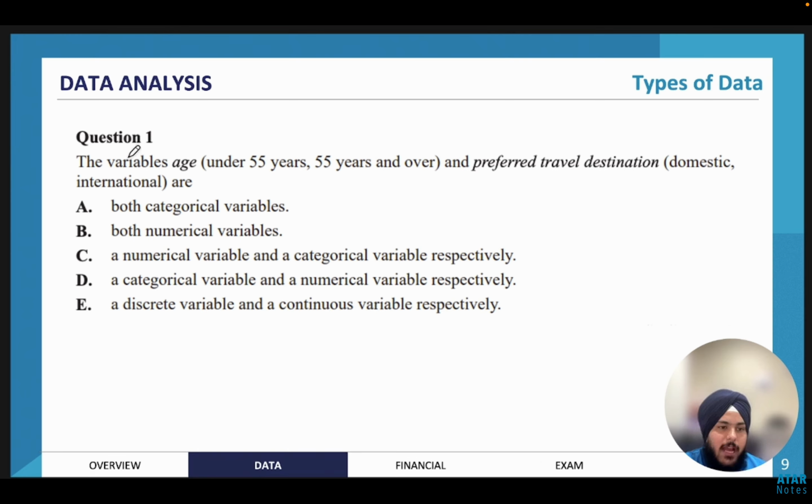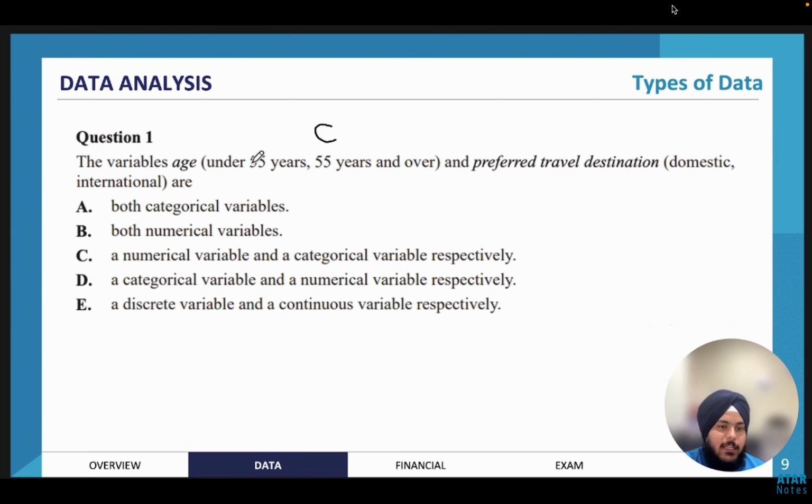So if we just look at age quickly, although age you would normally associate with being a numerical variable because this is usually something that we can measure or count, in this case, the brackets give us a little bit more description of how the age is being classified. So age is actually being classified as under 55 years and over. So these are actually discrete categories in which individuals will be placed. So therefore, this will actually be a categorical variable.